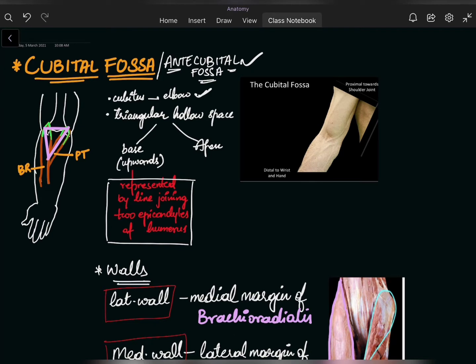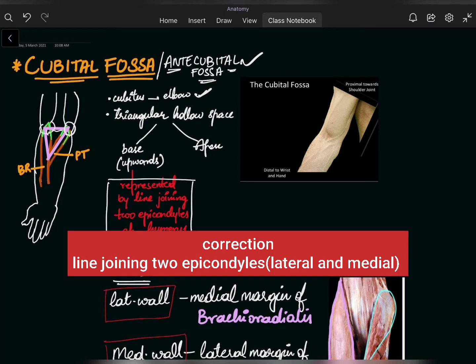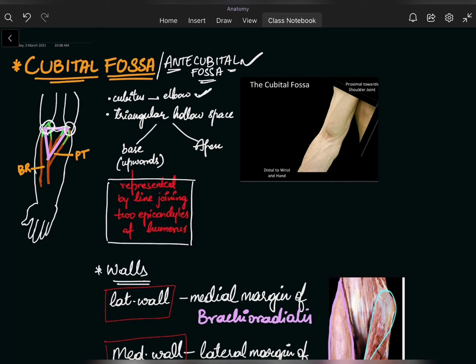Obviously, a triangle has a base and an apex. Here, the base is formed by a line joining the two medial epicondyles. These are the two medial epicondyles, and the line joining them forms the base of the triangle. And the apex of the triangle is formed by the joining of the brachioradialis muscle and the pronator teres muscle. The apex is formed by their joining.